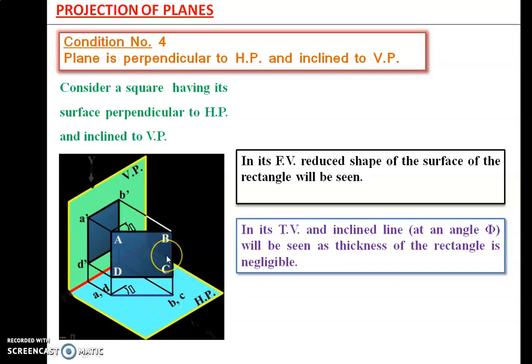Now its front view will be a reduced shape, its top view will be an inclined line. But as we cannot draw directly the reduced shape, we will first assume that the plate is parallel to VP or on VP, as we have assumed for condition number 3. Now here I have written the same thing, that its front view is reduced shape and top view is an inclined line. So here it is by mistake I have written rectangle, it should be square.